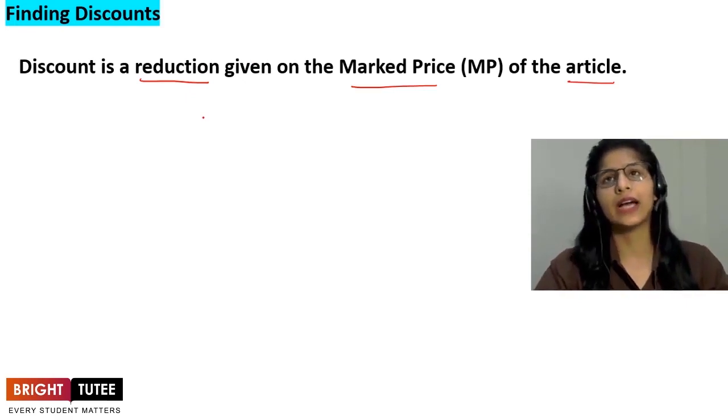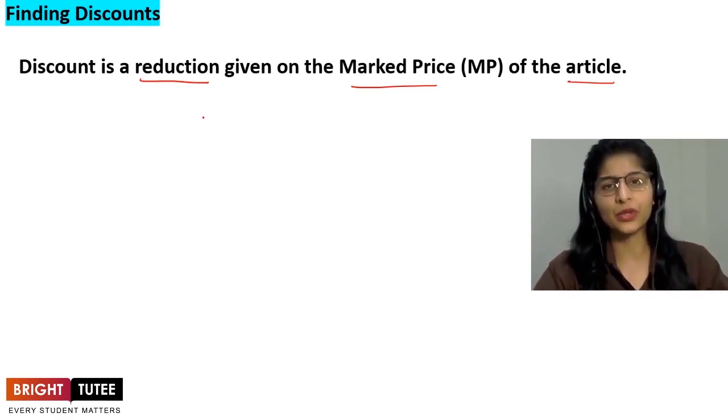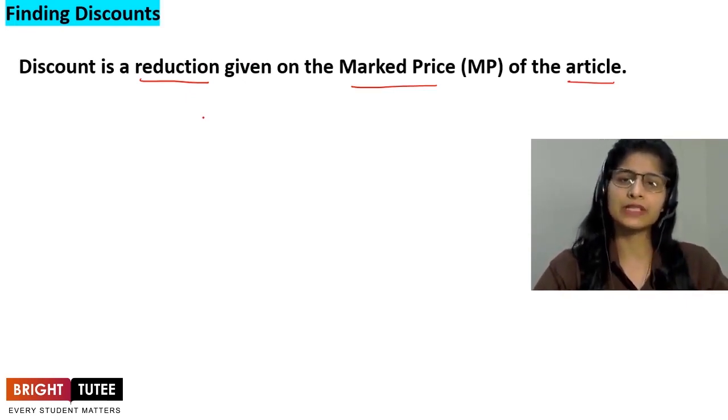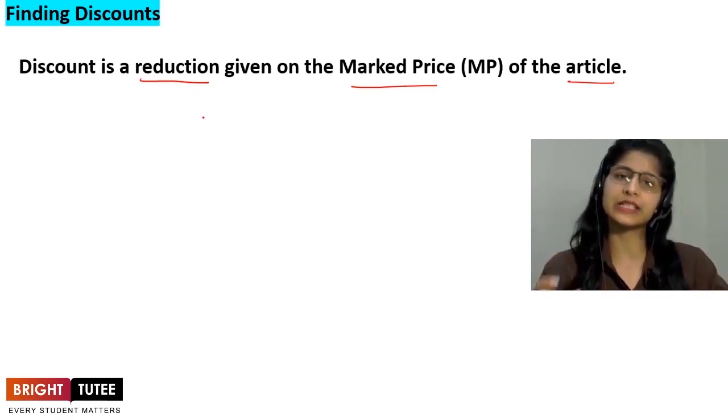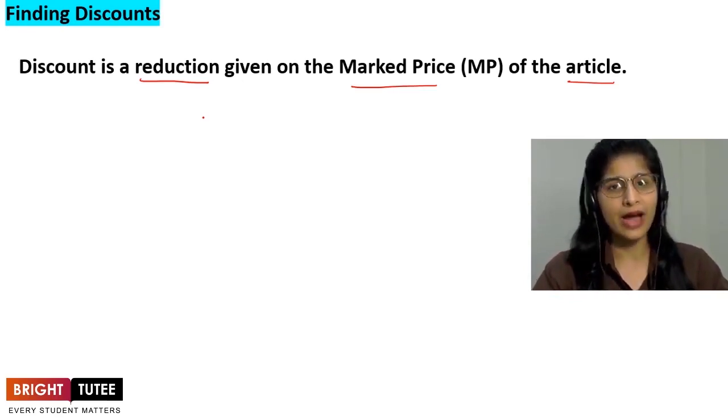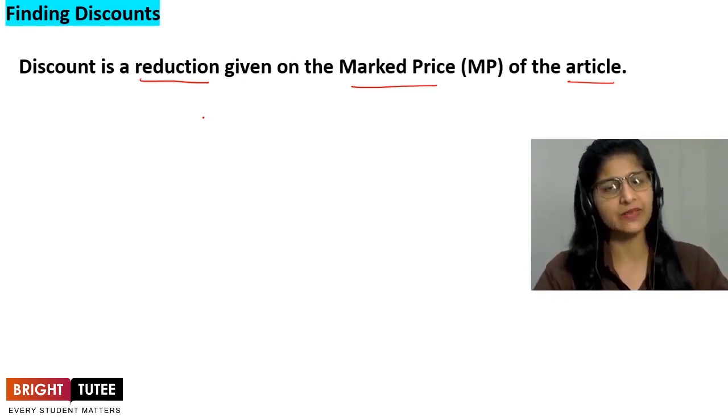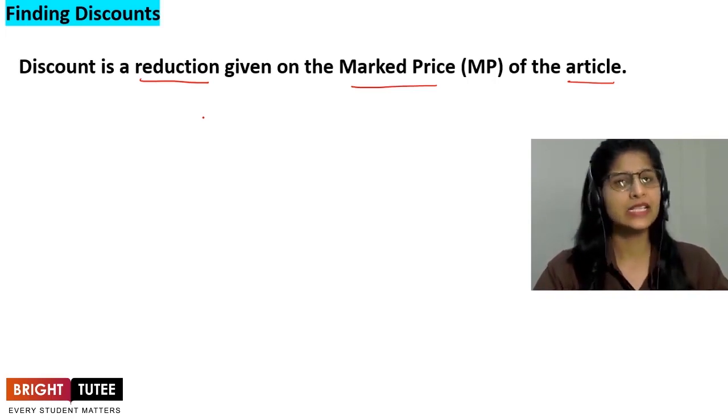Suppose I have an item on which 150 rupees is written, but the shopkeeper says that I can get it for just rupees 120. So 30 rupees is the discount that I got, right? So how will I get the selling price? From the marked price, which is 150, we will subtract that 30, and we get 120. That means we are subtracting the discount from the marked price and we get the selling price.